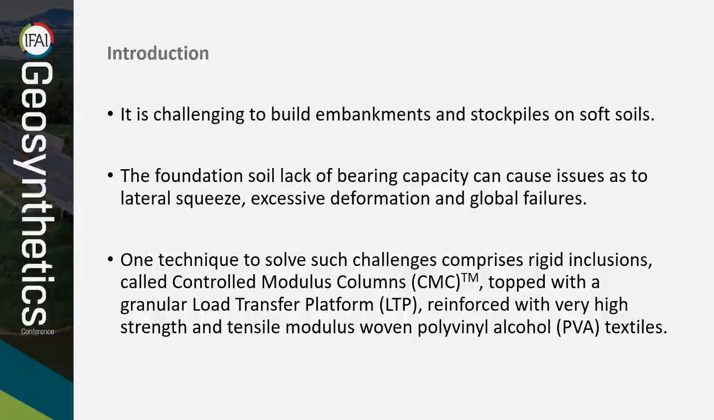Among them is the use of rigid inclusions called controlled modulus columns or CMCs, which are topped with a load transfer platform reinforced with geosynthetics capable of developing very high strength at low strains. In this paper, the reinforcement type under discussion is a high tenacity polyvinyl alcohol woven textile, PVA textile.